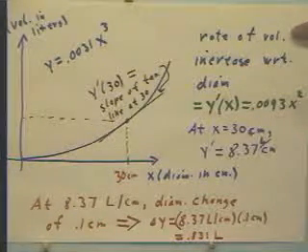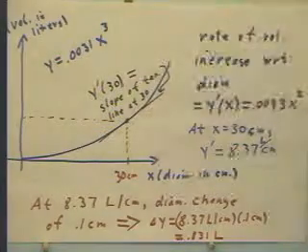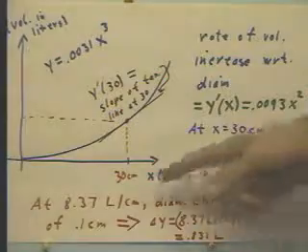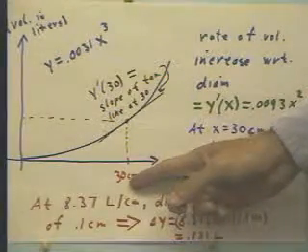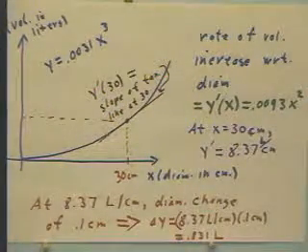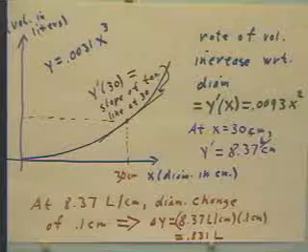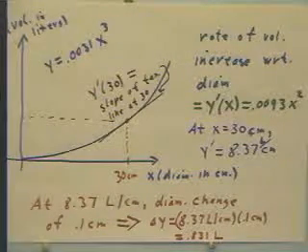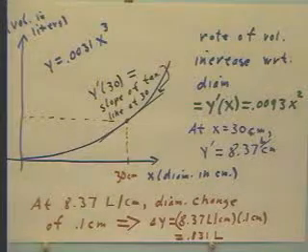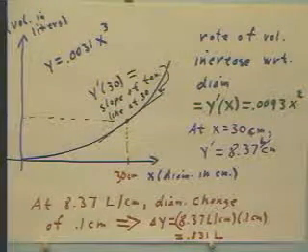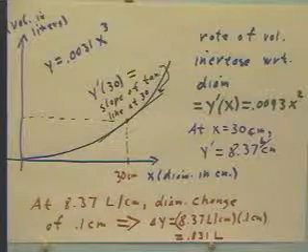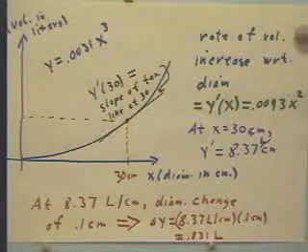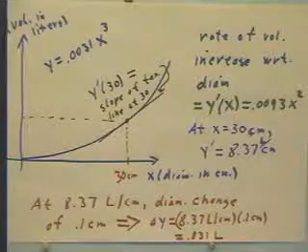Now, what we're asking here is, when x equals 30 centimeters, that is when the pile has a diameter of 30 centimeters, at what rate is the volume increasing? And then how much volume increase would correspond to a 0.1 centimeter increase in diameter? We first look at the rate of volume increase with respect to diameter.